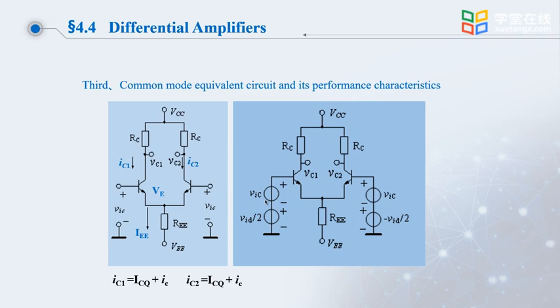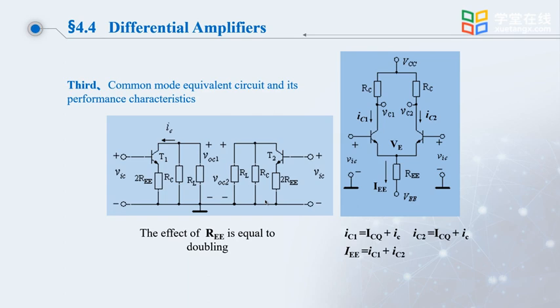The common mode equivalent circuit refers to the two input terminals having equal size, common mode signal VIC in the same direction. Under these circumstances, the two input signal sources generate currents with the same magnitude and the same direction. When the two currents pass through the resistor REE at the same time, that is equal to double the resistance REE. Rewrite the circuit to the form shown in the picture.